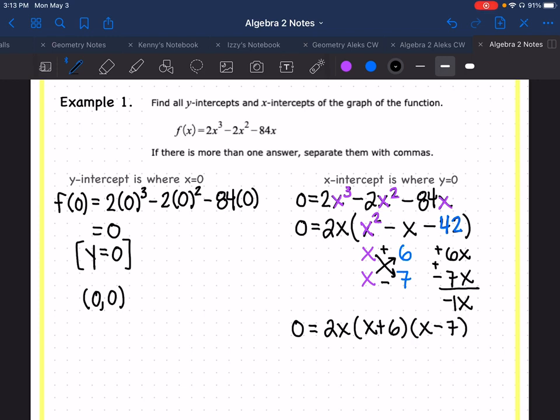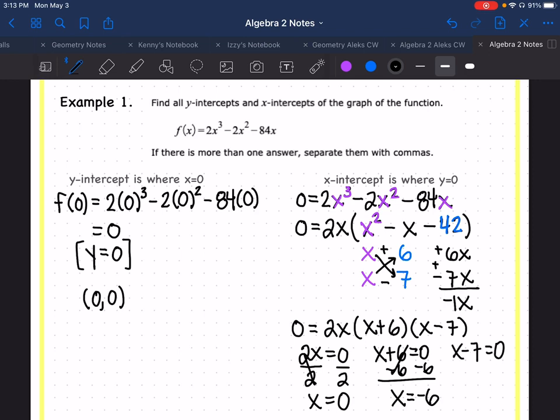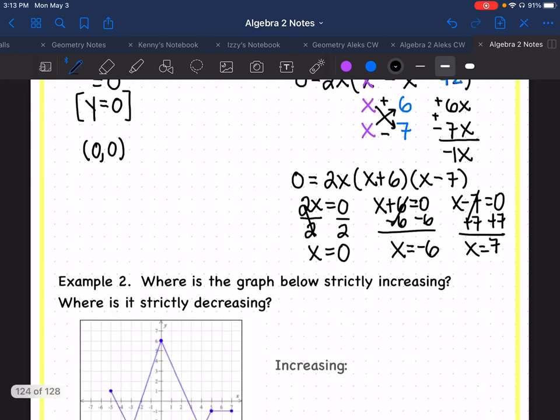I'm now going to use the zero product property, which says one of these 3 factors should equal 0. So 2x equals 0. If I simply divide both sides by 2, x equals 0. There is one of my answers. x plus 6 equals 0. If I subtract 6 from both sides, I get x equals negative 6. There's my second answer. And x minus 7 equals 0. If I add 7 to both sides, I get x equals 7 for my third and final answer.